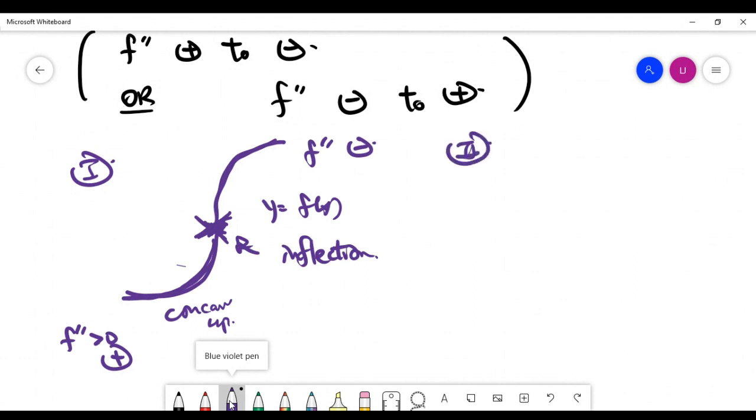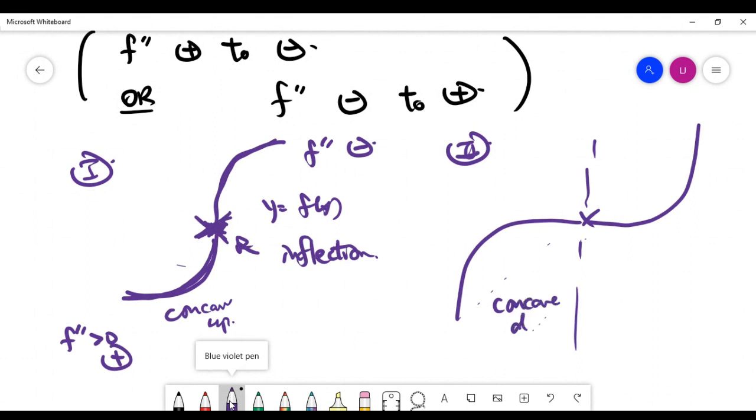Moreover, we can look at the second scenario. For example, it can be something like this. Before this point, it is concave down, and after this point, it is concave up. It means most likely the f double prime changes from negative to positive. So there's a sign change for the f double prime.